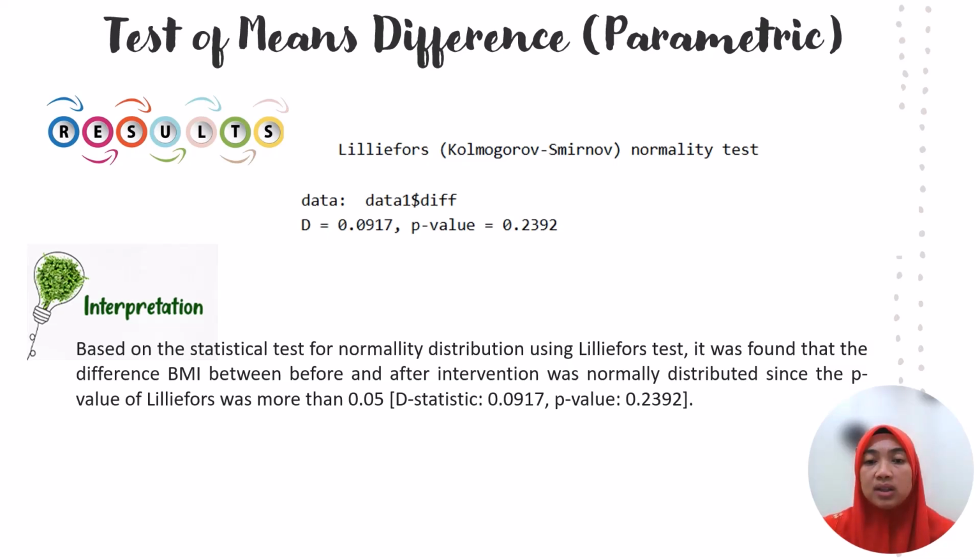We need to interpret the result based on the statistical test for the normal distribution using the Lilliefors test. It was found that the difference in BMI between before and after intervention was normally distributed. Why do we say it is normally distributed? Since the p-value of the Lilliefors was more than 0.05. You can see that the p-value given is 0.2392 with the D statistic of 0.0917.